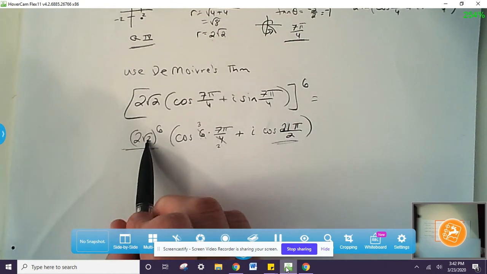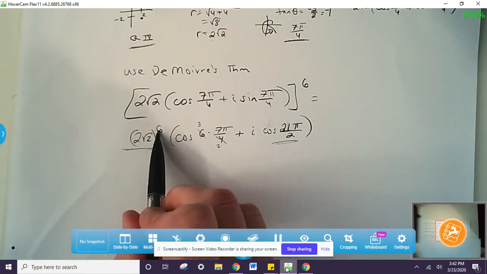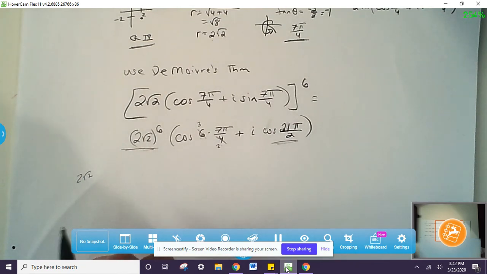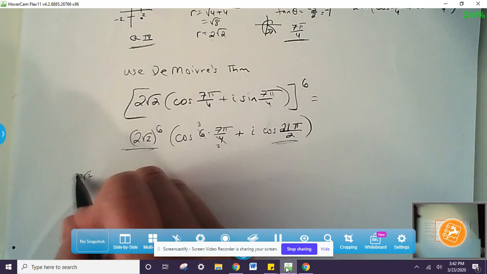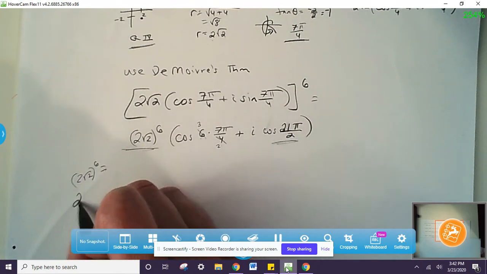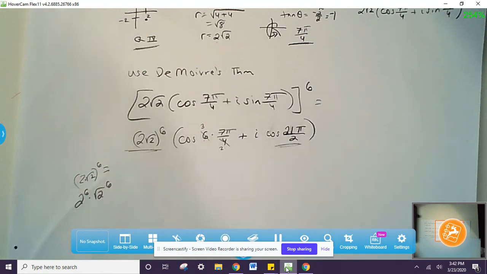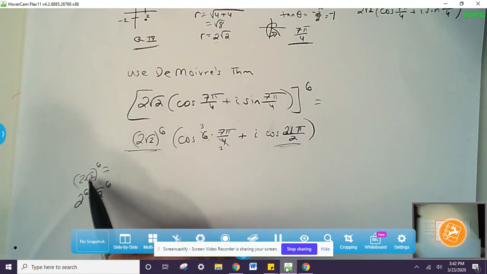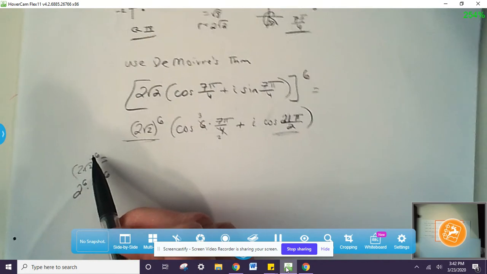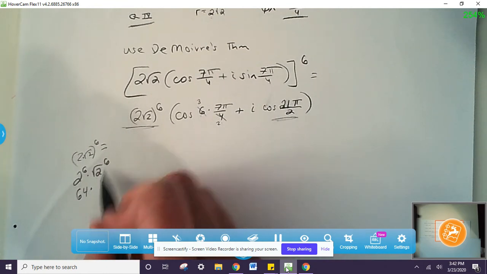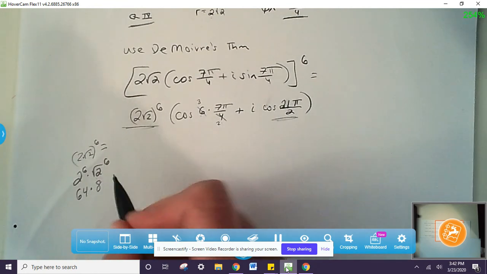I'll do this first. So if we have 2 radical 2 to the 6th, we could write out 2 radical 2 times itself 6 times, but that's an awful lot of work. So what I'm going to suggest is that we use properties of exponents, and since we have multiplication in here, we can rewrite or think of this as 2 to the 6th times radical 2 to the 6th. Using the powers of 2 that we worked with before, this is going to be 64. And then radical 2 to the 6th is going to come out to 8.